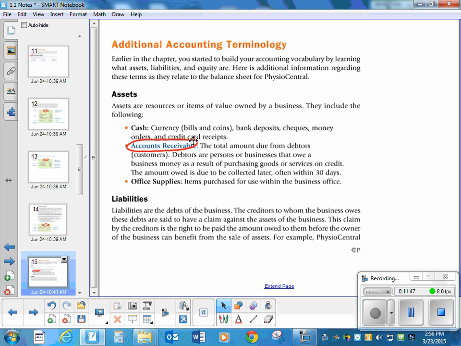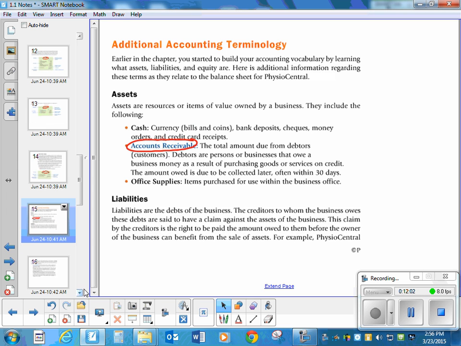We also have something called office supplies. It would be like paper, computers, any kind of supplies that your office uses. That is also considered an asset because you could sell it and turn it into cash.